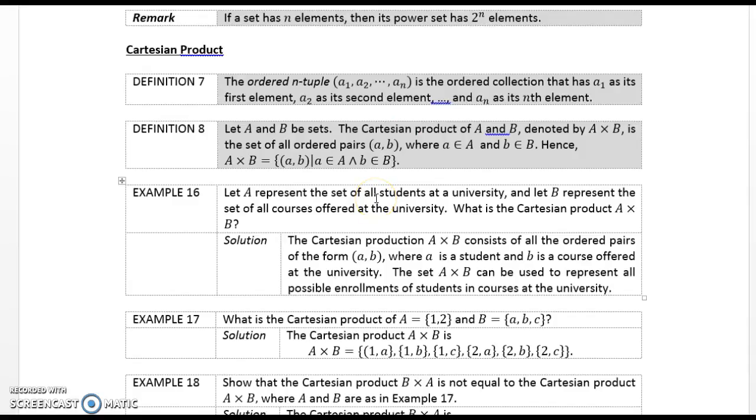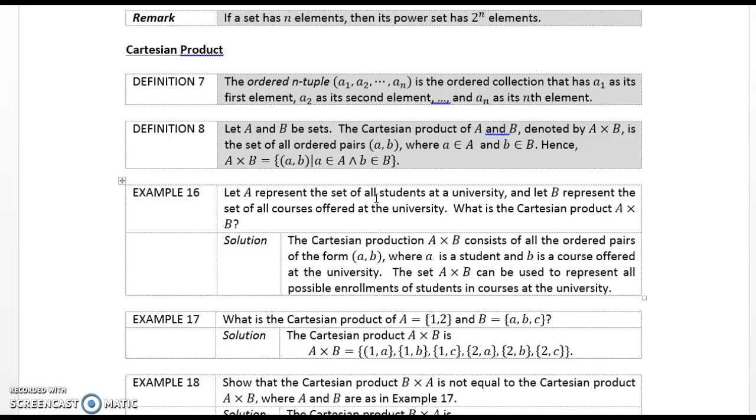Cartesian product. Definition 7. The ordered n-tuple (A1, A2, through AN) is the ordered collection that has A1 as its first element, A2 as its second element, and AN as its nth element.